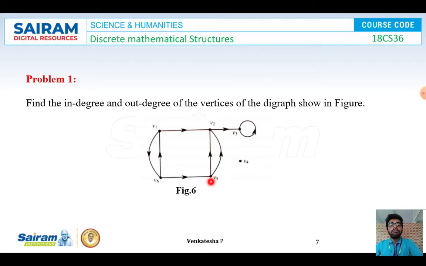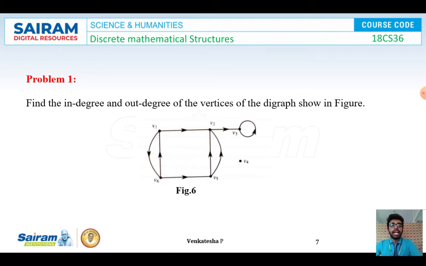At vertex v5, we can see that 2 edges are moving away from it, so we have 2 out degrees here. And 1 edge is moving towards v5, so we have 1 in degree here. At v6, we have 1 in degree and 1 out degree.